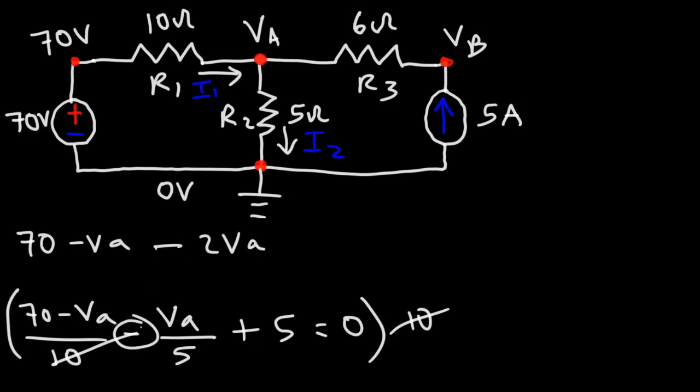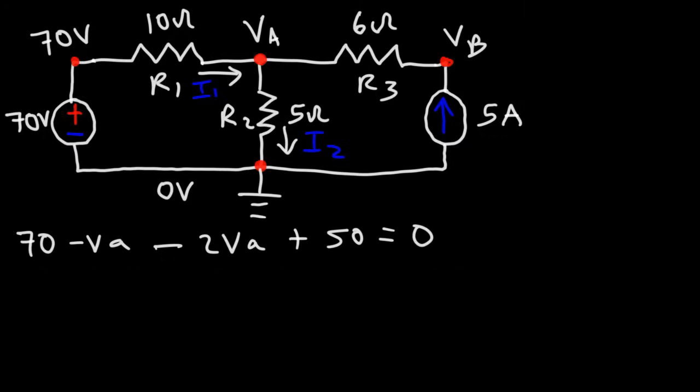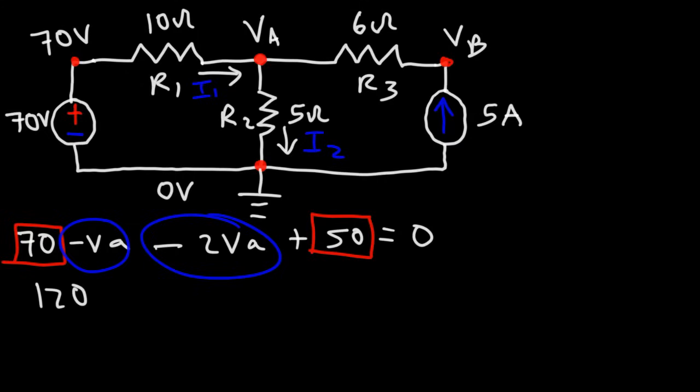Don't forget about the negative sign. And then 5 times 10 is 50. So that's what we have at this point. So now let's combine like terms. 70 plus 50, that's going to add up to 120. And here we have negative VA minus 2 VA. That's like negative 1 minus 2, that's negative 3.